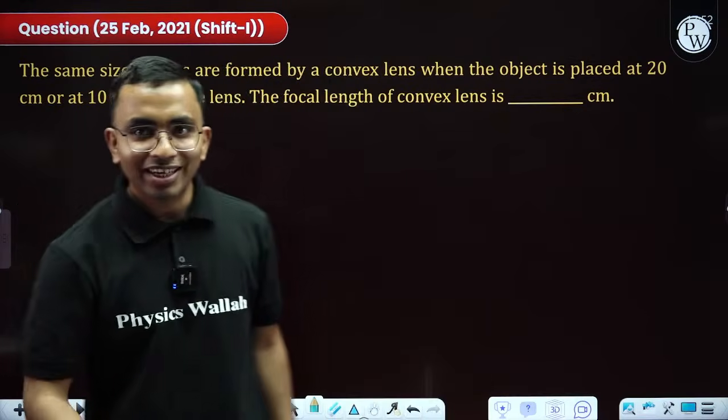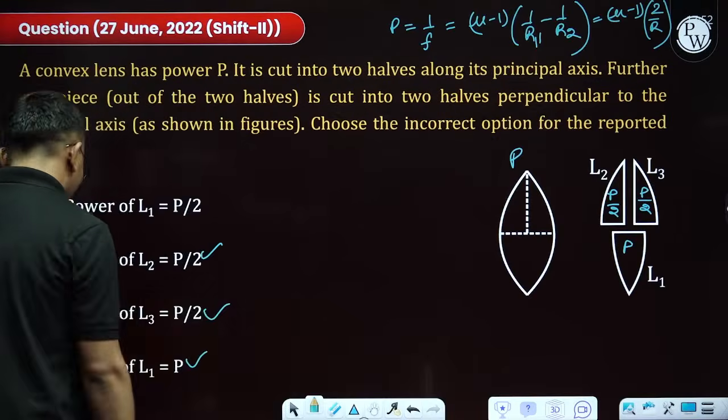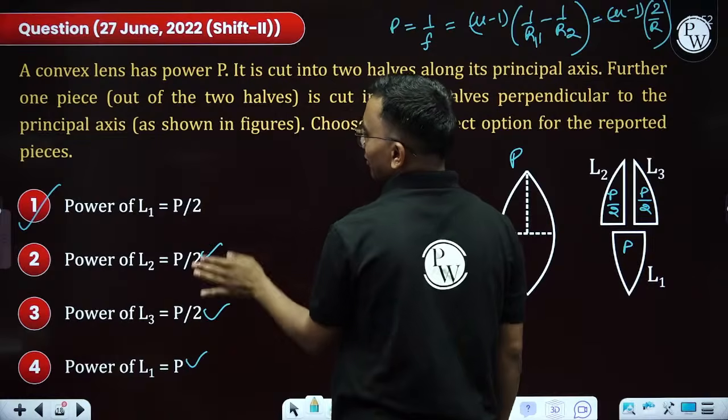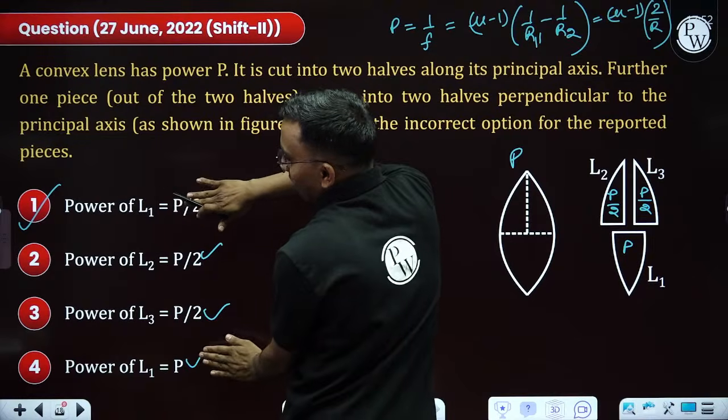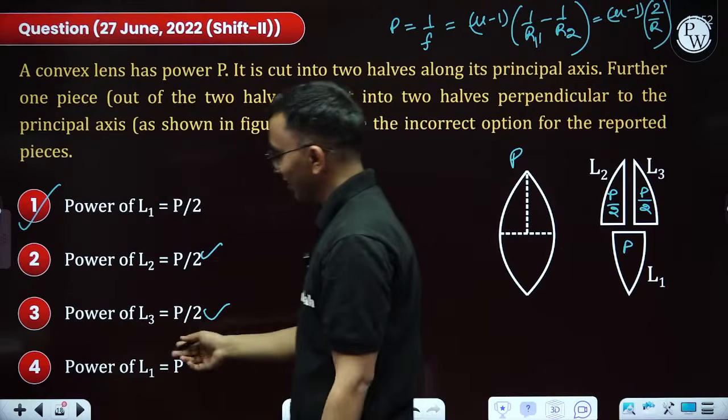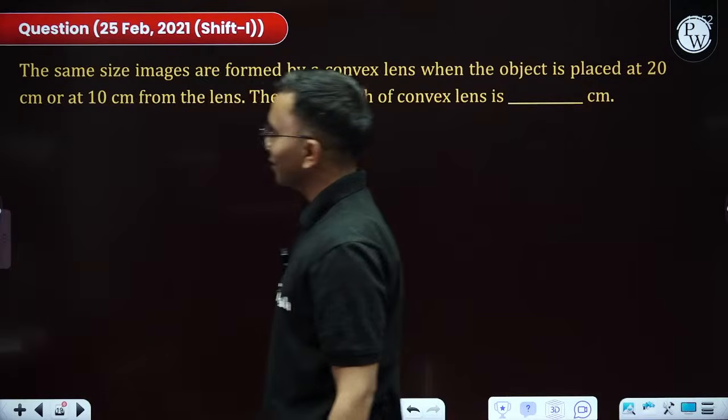Next. But sometimes the options are such that, like, power of L1 is P and power of L1 is P by 2. It is common sense that one of them is incorrect or one of them is correct. If such options are there, then why look for other options?